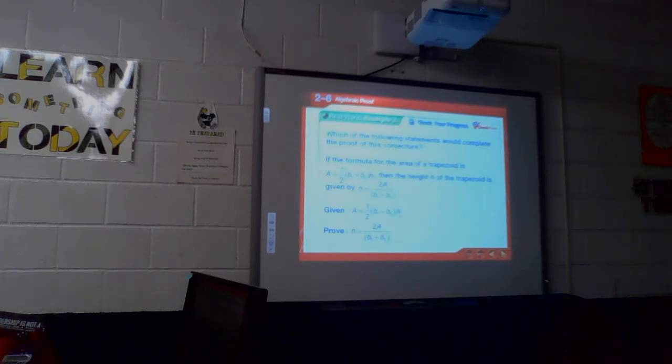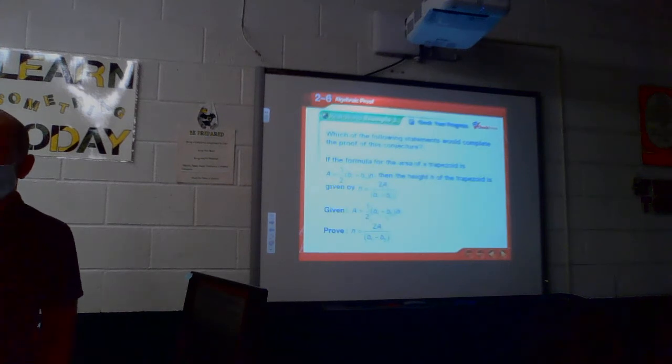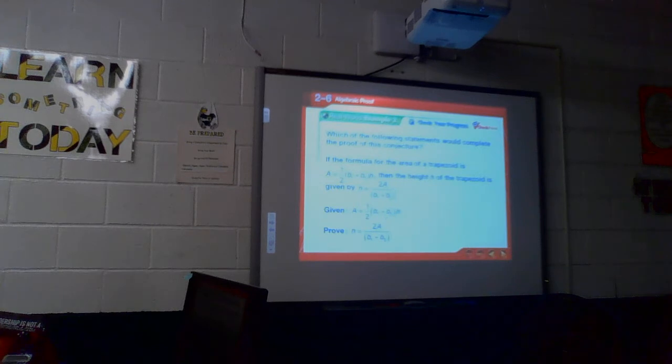This one's kind of confusing a little bit. But what's my first step in solving for h in this? Come on, algebra people. How can I get h all by itself? How do I get rid of 1/2 or b1 plus b2? Times by what? Times by 2 on both sides.